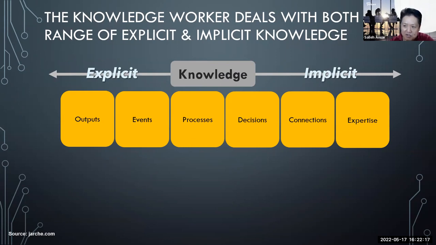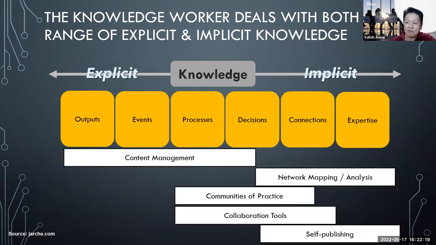So as a knowledge practitioner, we might be dealing with quite a number of these things. And a lot of this you are familiar with, for example, communities of practice, content management, collaboration tools, self-publishing, and so on. And there's a whole lot more of activities. And you would find that, for example, in the activity or the event that we are running, we are dealing with both explicit and implicit knowledge.